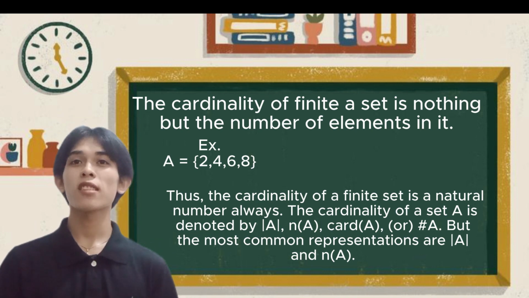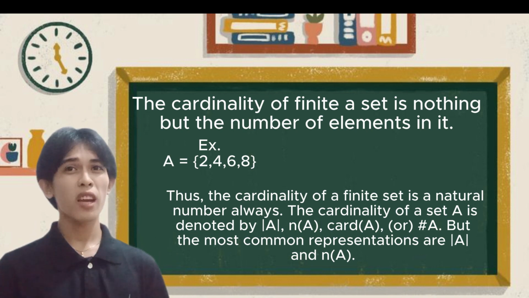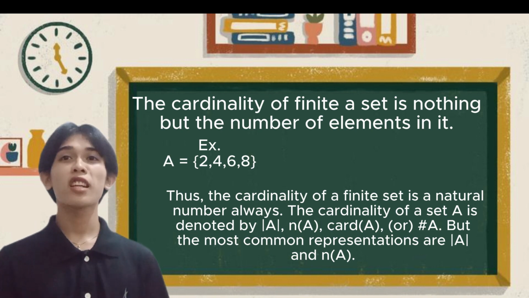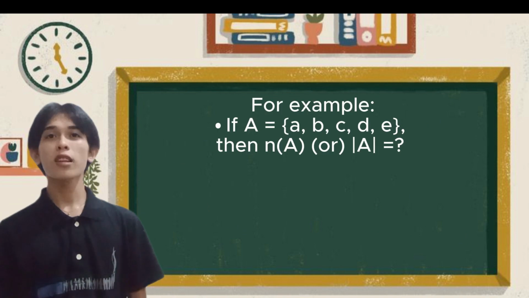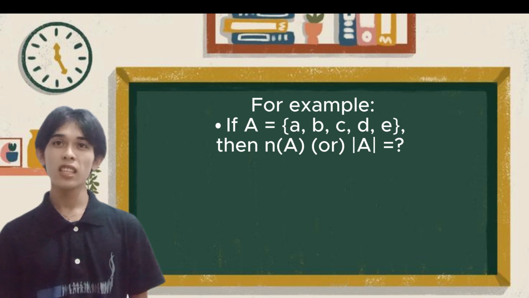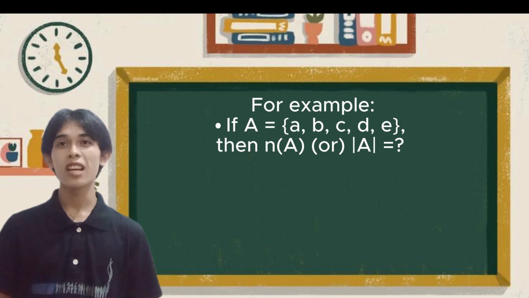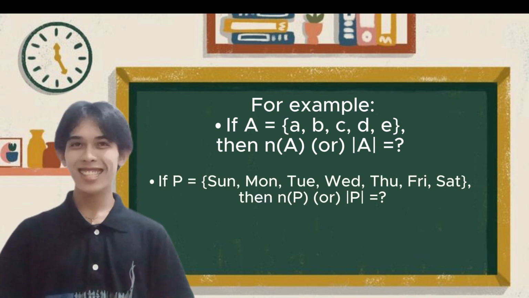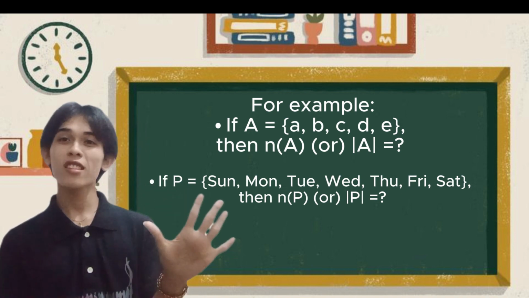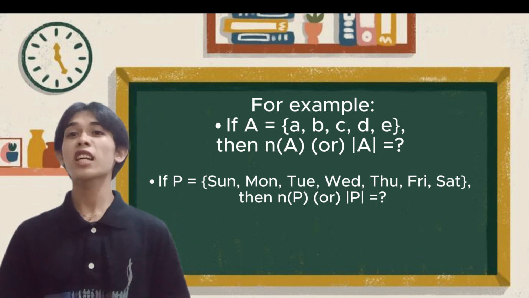The cardinality of a set A is denoted by |A|, n(A), card(A), or #A. But the most common representations are |A| and n(A). For example, if the set A is equal to A, B, C, D, and E, then n(A) or the cardinality of A is what? 5. Yes, very good. That's 5. Next, if set P is equal to Sunday, Monday, Tuesday, Wednesday, Thursday, Friday, and Saturday, then what do you think is n(P) or the cardinality of P?